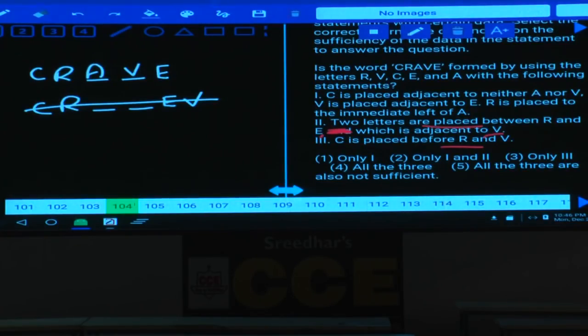And at the same time, V is placed adjacent to E. R is placed to the immediate left of A. Hence, are we getting the answer or not? How am I getting the answer here? All the 3 statements are required to get the answer.